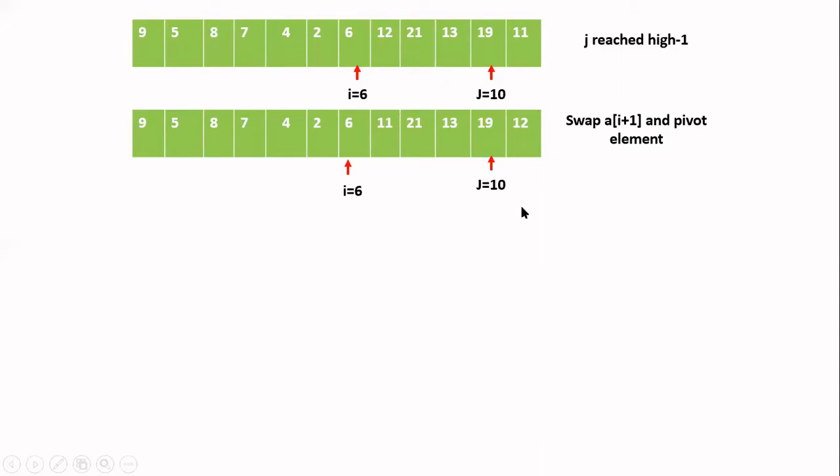Now when this step is over, it means that your partition function is going to return this i plus 1. Here i plus 1 is nothing but 7. The function will return you 7, and that is the final position of the pivot element. You store it in a variable called pos. Here we are going to store the final position of the pivot element in the variable pos.